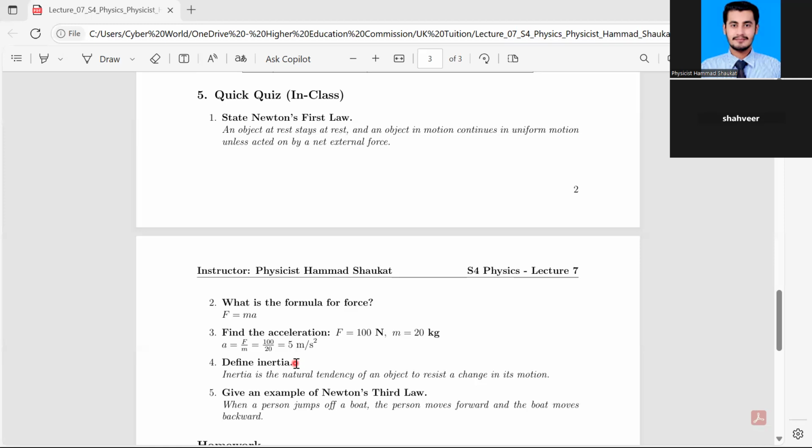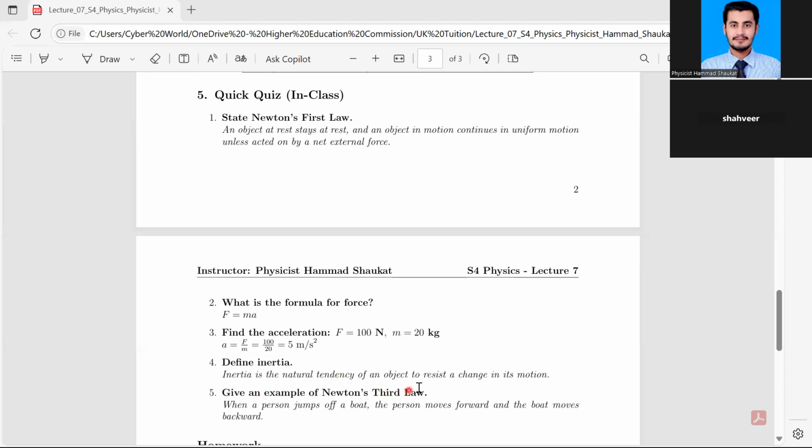So this is called inertia. The more force you apply, the more the body will accelerate. The less force you apply, the less the body will accelerate. So if you apply more force, it means the inertia is high or low? If you apply more force, the inertia would be high. And if you apply less force, the inertia would be low. Yes, low. So this is called inertia.